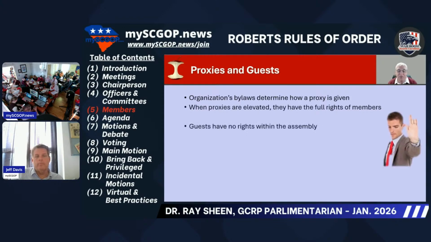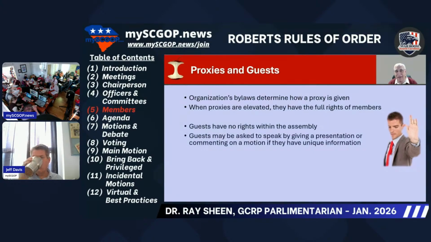Anyone who is a visitor or guest, including alternates that have not been upgraded, does not have the right to speak on business matters before the assembly. Now, a guest may have been invited to deliver a speech or a program for the meeting. In that case, they can obviously speak to fulfill the role for which they were invited. In addition, a visitor or guest may contribute to a debate if they have unique insight and are invited by the chairperson to speak on a topic before the assembly.